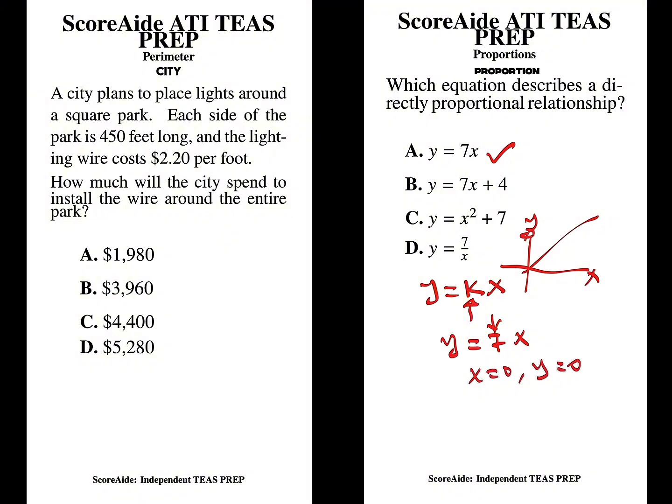D is an inverse proportion, right? D is an inverse proportion. C is a quadratic equation. B, you see that the graph doesn't pass through the origin, right? This graph doesn't pass through the origin. It cuts the y-axis at 0, 4, so that graph doesn't pass through the origin. So therefore the correct answer there is gonna be A.